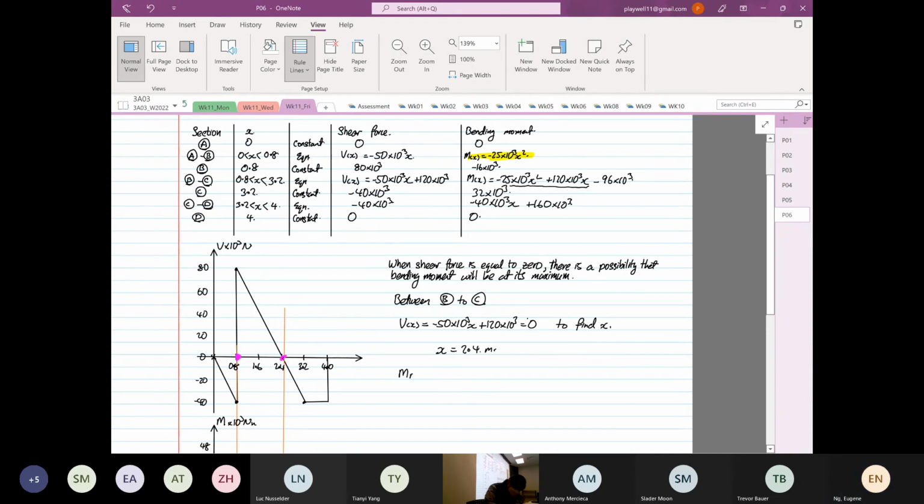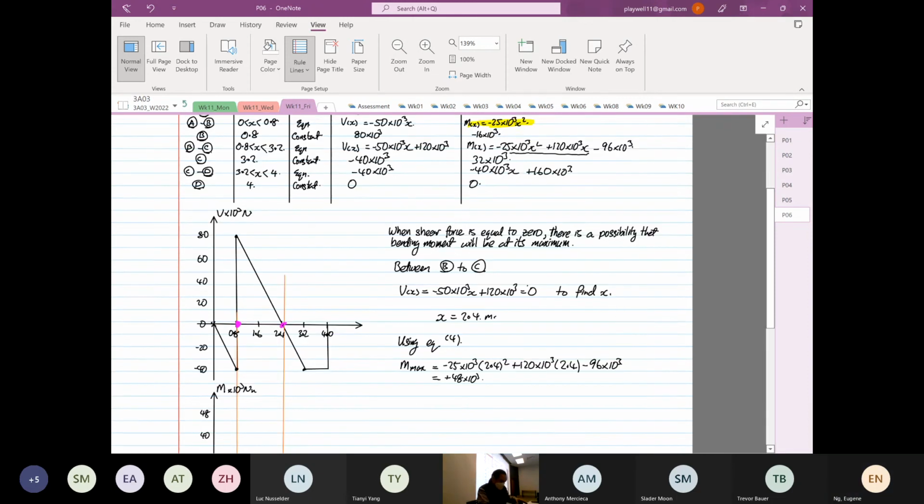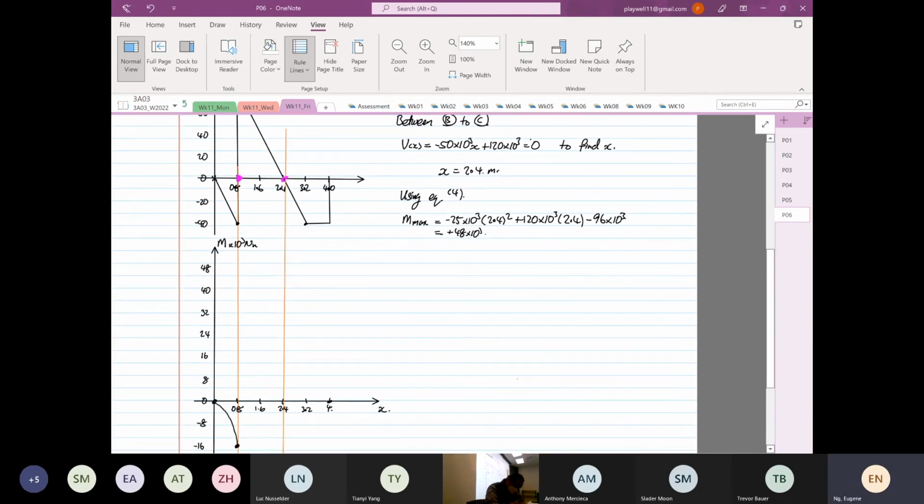So Mmax is equal to, using equation number 4, Mmax is equal to minus 25 times 10 to the power 3 times 2.4 squared, plus 120 times 10 to the power 3 multiplied by 2.4, minus 96 times 10 to the power 3. That gives positive 48 times 10 to the power 3. So we know that at 2.4, we are going to reach 48.